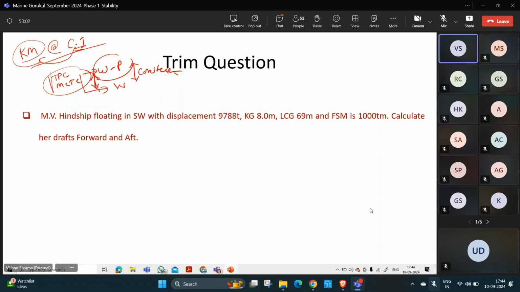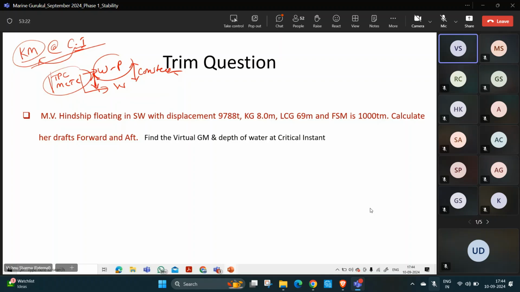Okay. Why did I ask you to calculate the draft? Because in this question, if I add these lines and give it to you in the exam, then what will happen? Half the class will wonder how to solve it. I do not know the trim. How to solve the question? Half the class will go in circles.